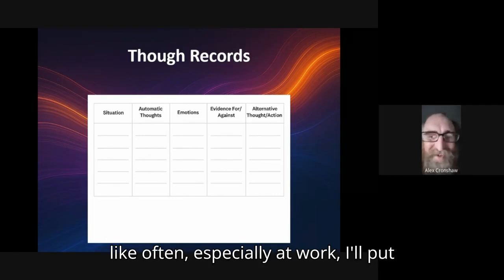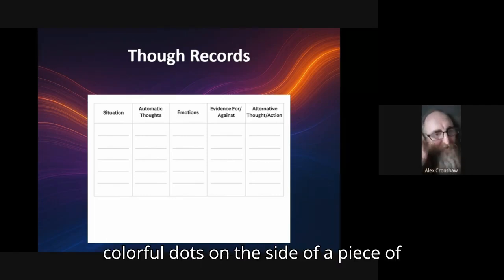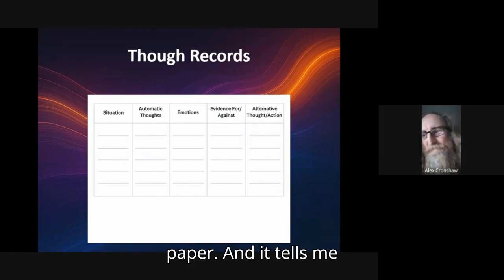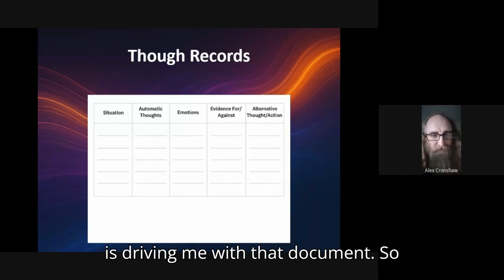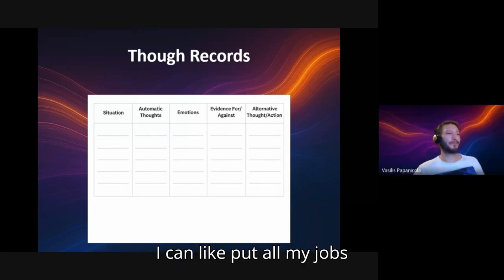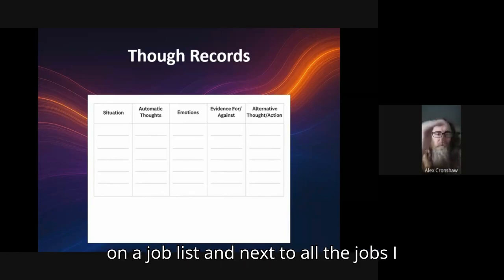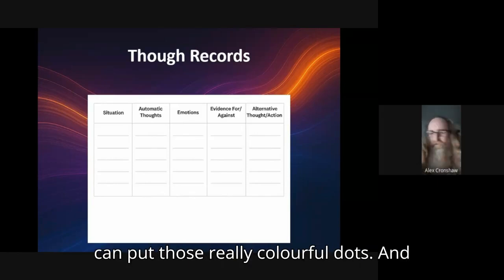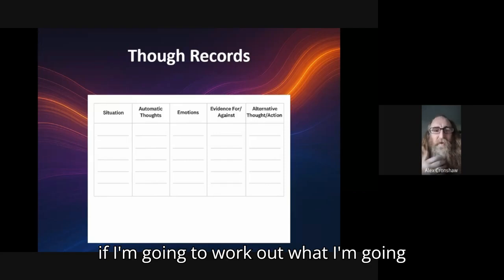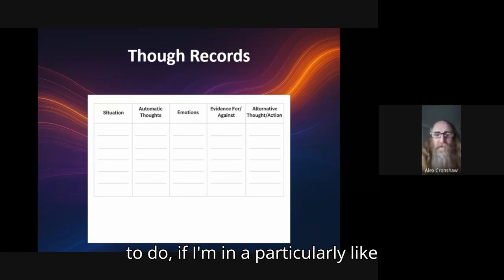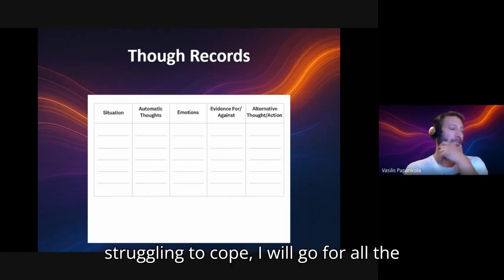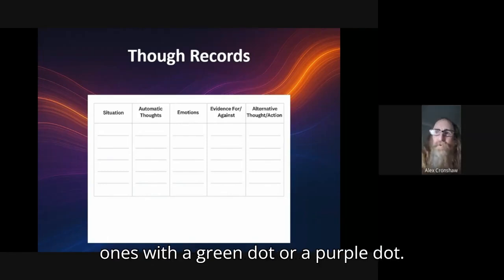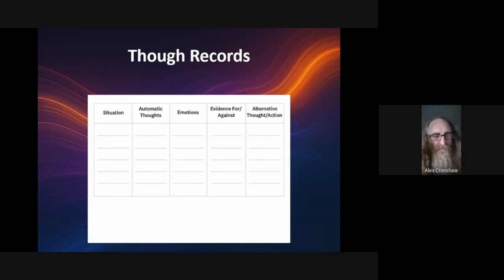So often, especially at work, I'll put colourful dots on the side of a piece of paper, and it tells me instantly what emotional driver is behind that document. So I can put all my jobs on a job list, and next to all the jobs I can put a load of colourful dots. And if I'm working out what I'm going to do, if I'm in a particularly anxious frame of mind, or I'm having a particularly difficult day, or I'm struggling to cope, I'll go for all the ones with a green dot or a purple dot for various reasons.